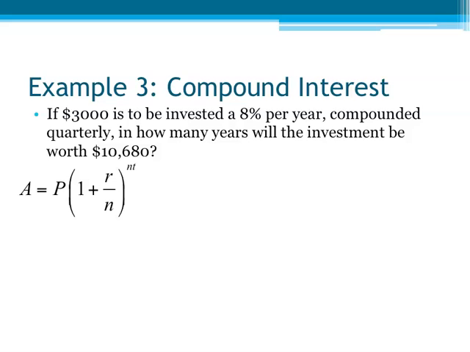And now let's fill in what we know. We're starting with $3,000 that's going to be invested at a rate of 0.08, right, 8%, so change that into a decimal. Compounded quarterly, so remember that n is the number of times that it's compounded in 1 year. So that's 4. In how many years will the investment be worth $10,680? That's your future amount, or A. We need to figure out what t is and how many years, right? How long will it take? So we're solving for t.